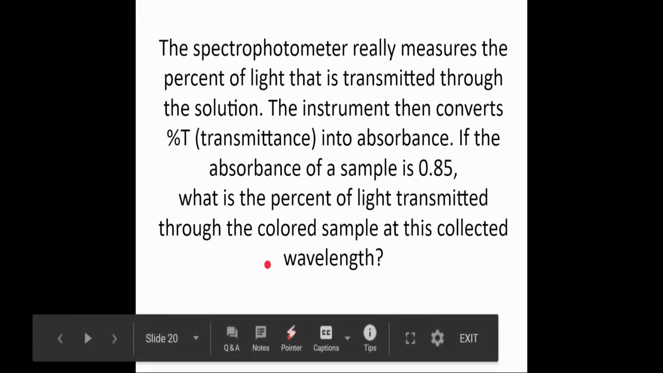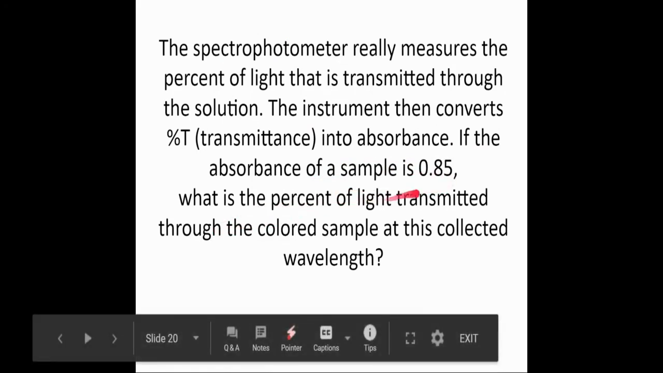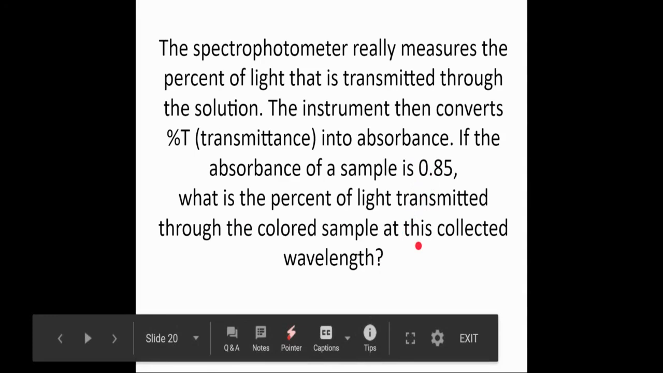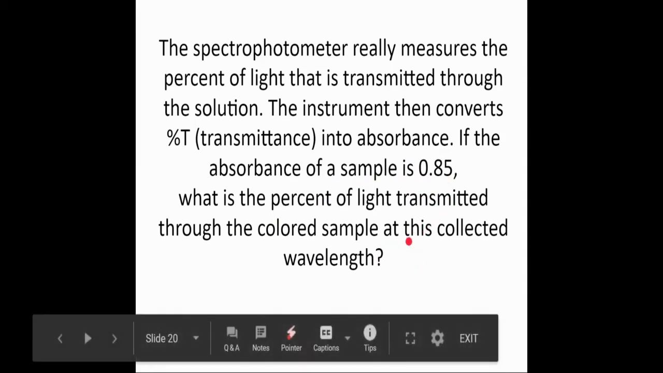So say you get a question that says, if the absorbance of a sample is 0.85, what is the percent of light transmitted through the colored sample at this collected wavelength? Well, absorbance equals negative log base 10 of transmittance. So you just plug in and then convert to percentage. Plug this in for A, for absorbance, solve for T, and then convert to percentage.